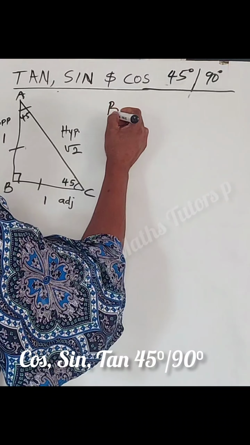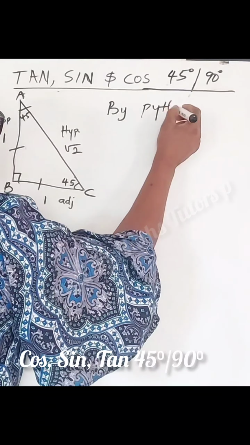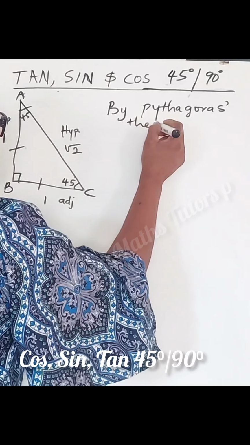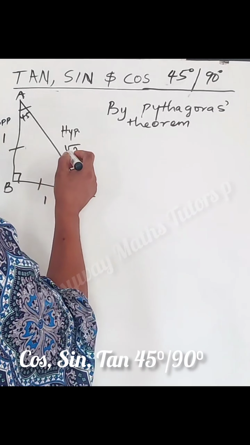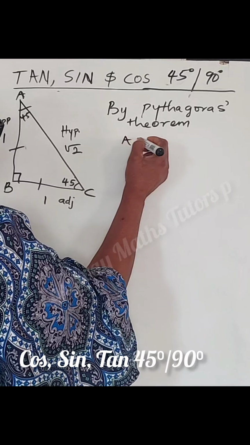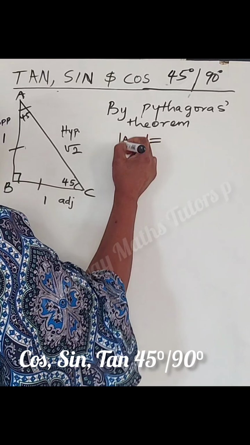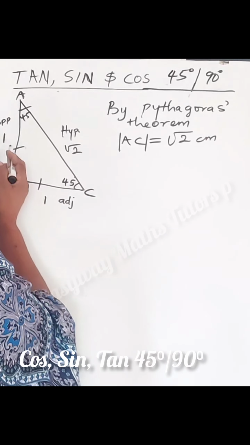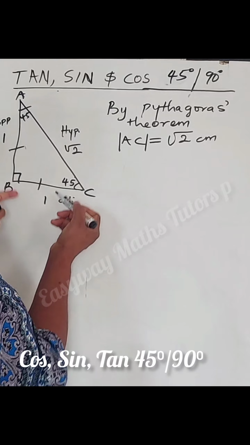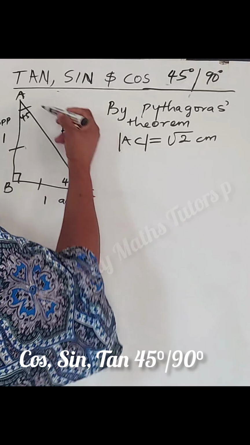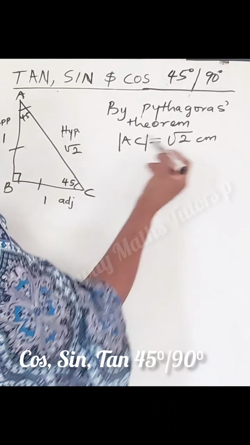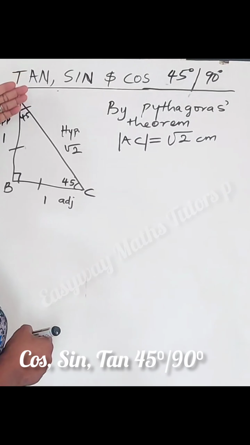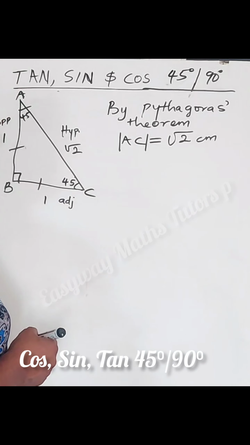By Pythagoras theorem, we have this: line AC is equal to square root of 2 centimeters. That's how we got it, because this is 1 centimeter, this is 1 centimeter. By the time you use Pythagoras theorem, you have this side, the hypotenuse, to be square root of 2. So we are not going to dwell on calculating that again. You can do that as an assignment at home.